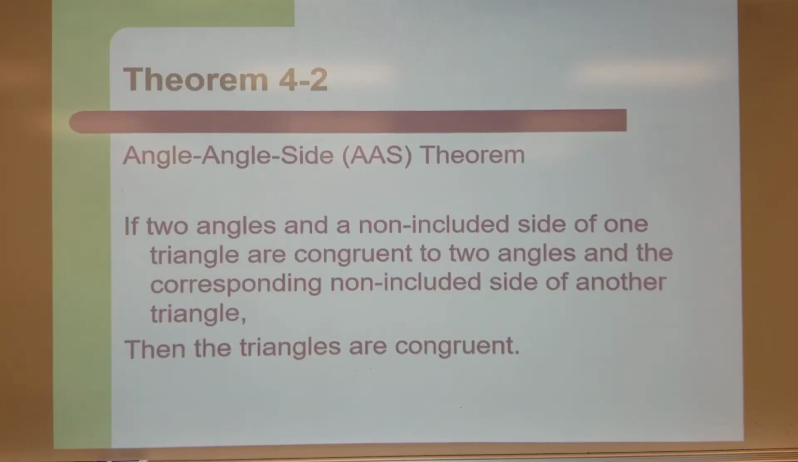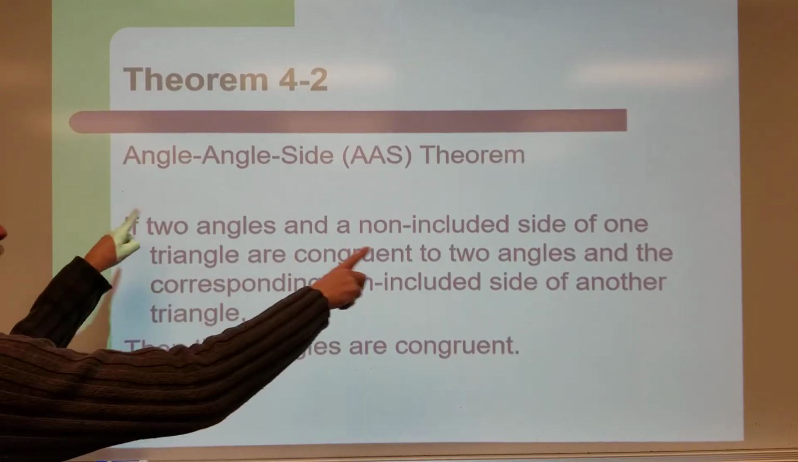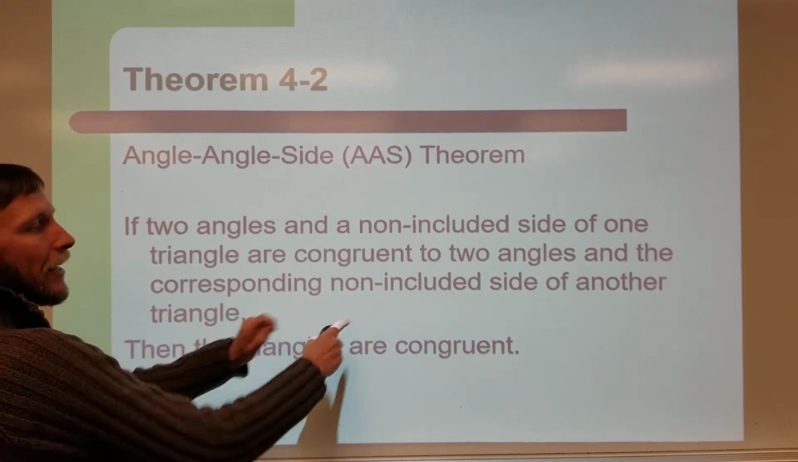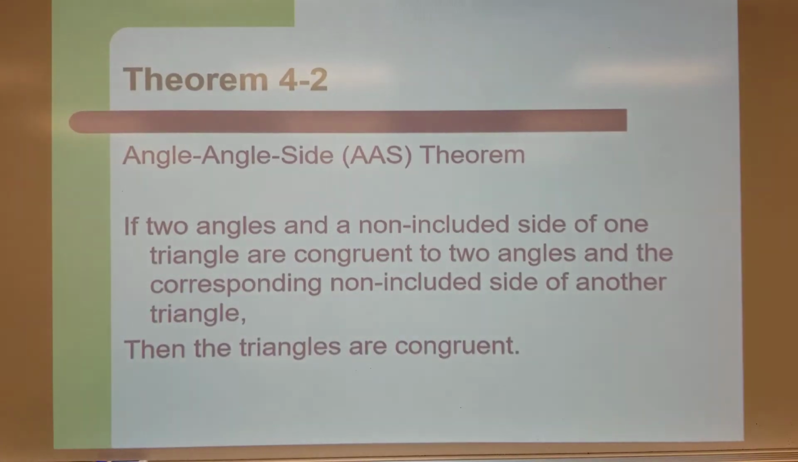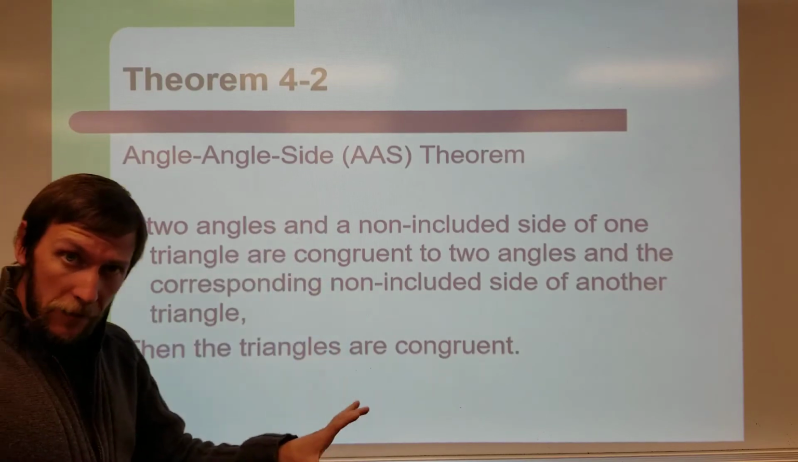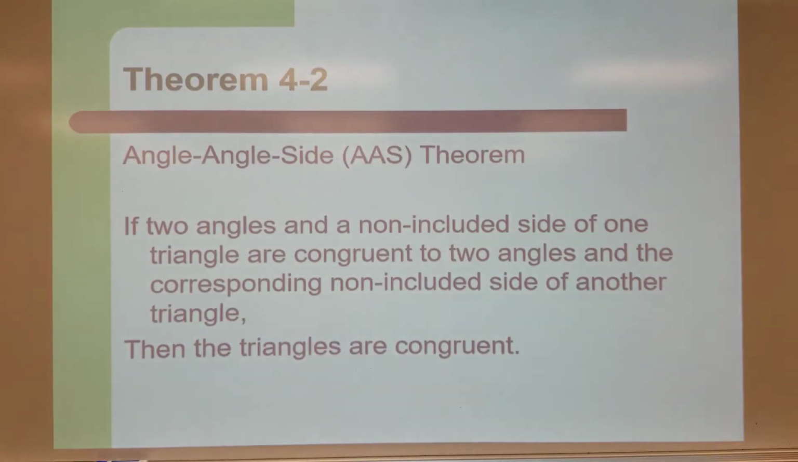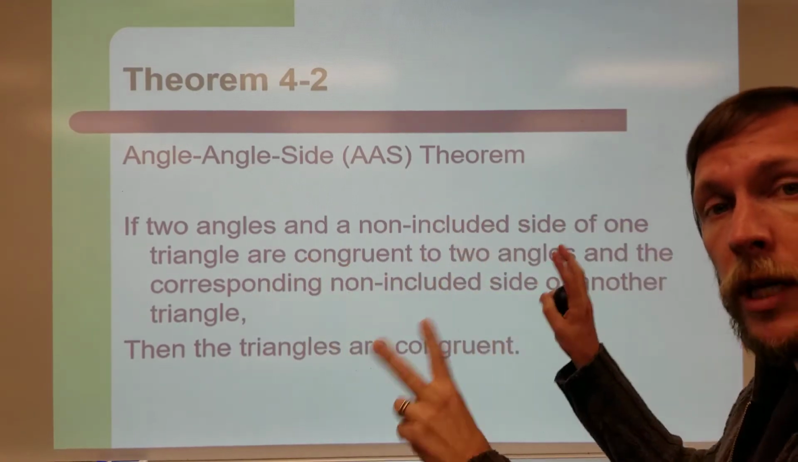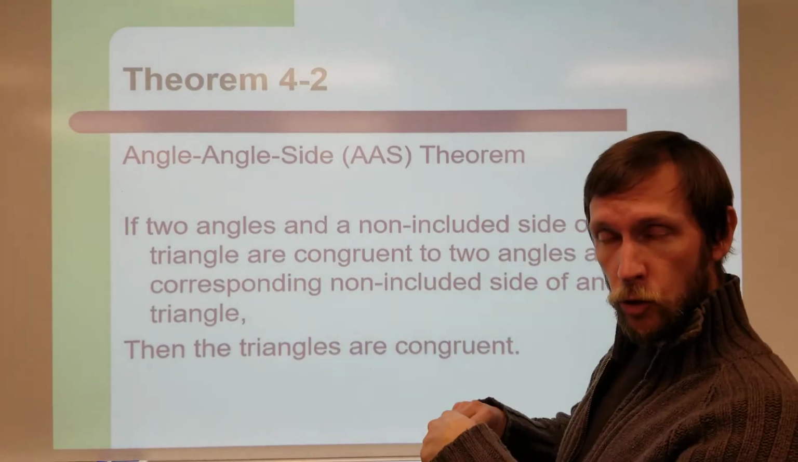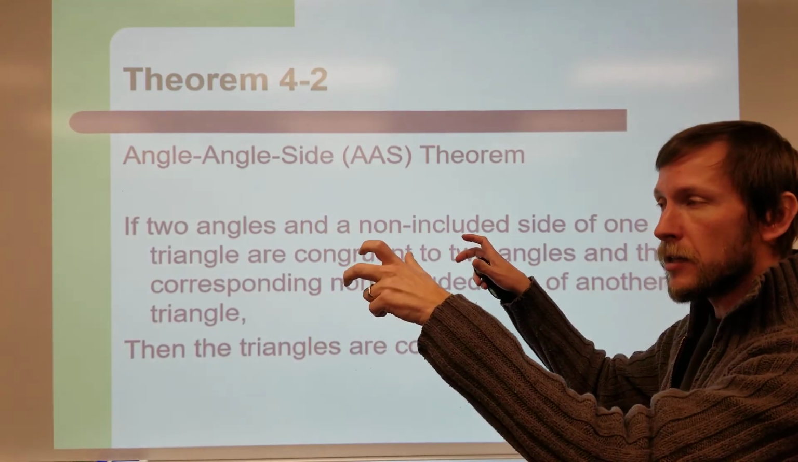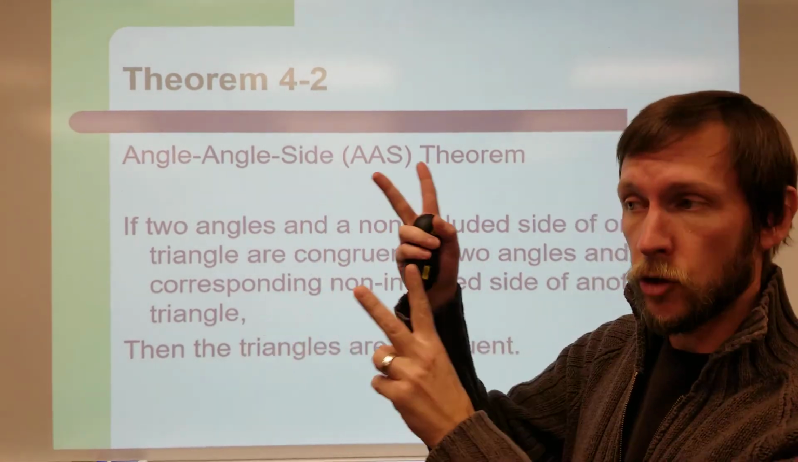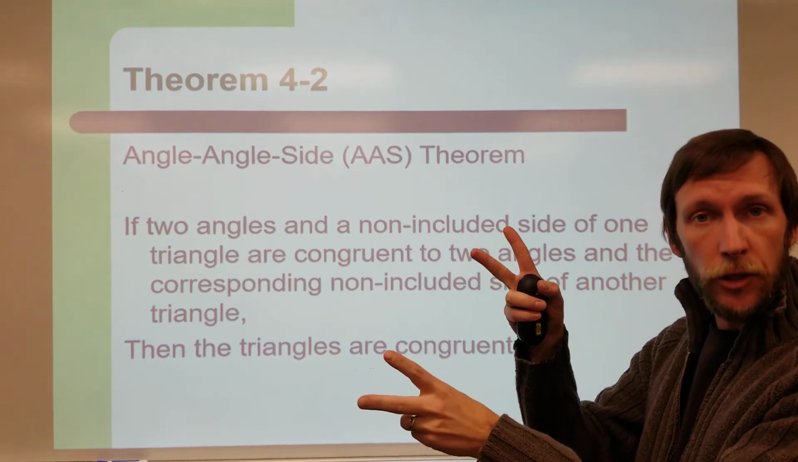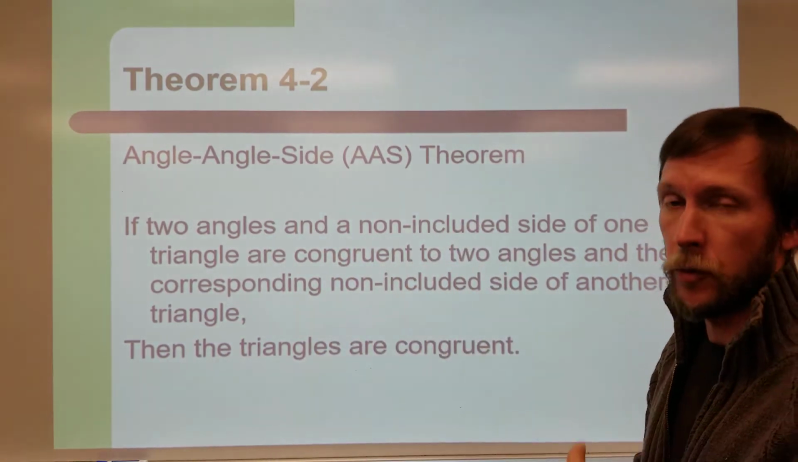The angle-angle-side theorem says that if two angles and a non-included side of one triangle are congruent to two angles and the corresponding non-included side of another triangle, then the triangles are congruent. There's a lot of information to process there. First of all, having two angles congruent to each other is good stuff because we learned in section 4.2, I believe it was, that the third angles then are congruent. If two pairs of angles in two triangles are congruent, then the third pair of angles is also congruent. We call that the third angles theorem.